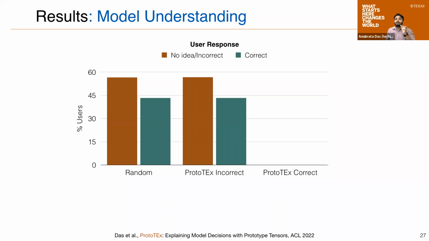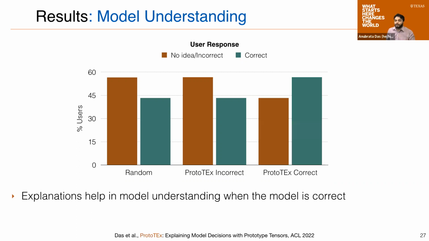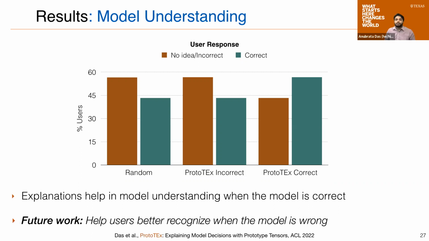And now when we show users the examples where the model made a correct prediction, whether something is propaganda or not, we see that the graph flips and users are more correct. So the explanations are helpful in model understanding only when the model is correct. Future work could look into helping users better recognize when the model is wrong.